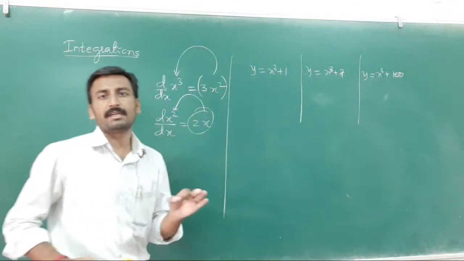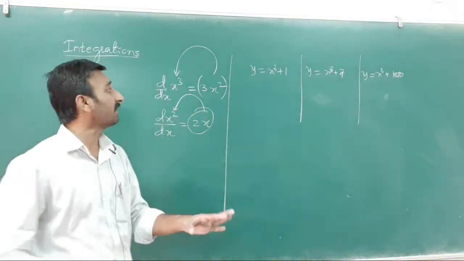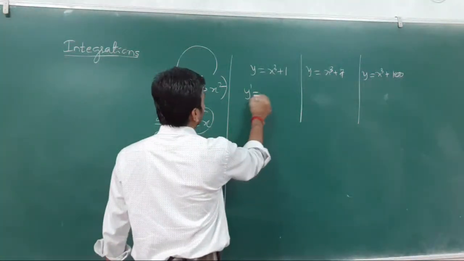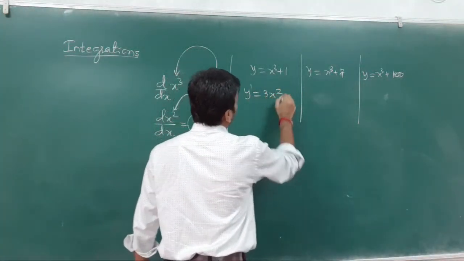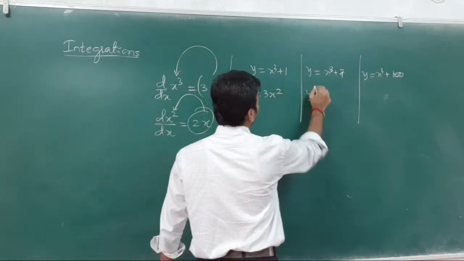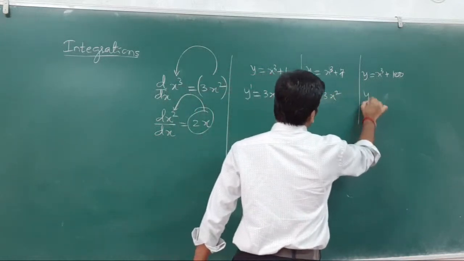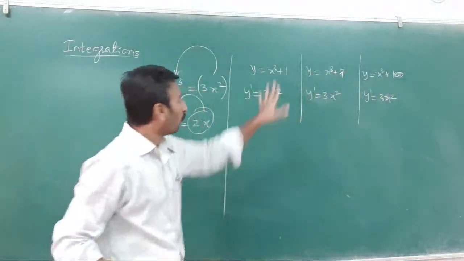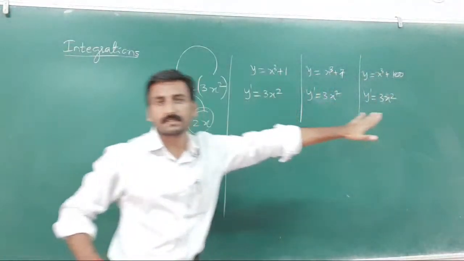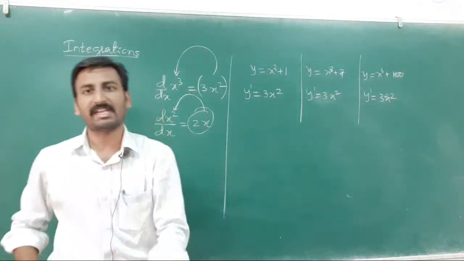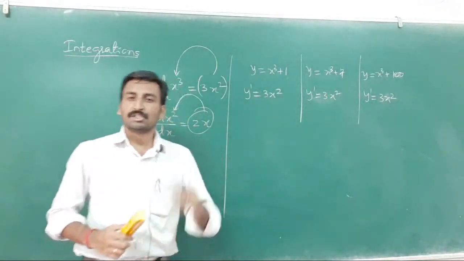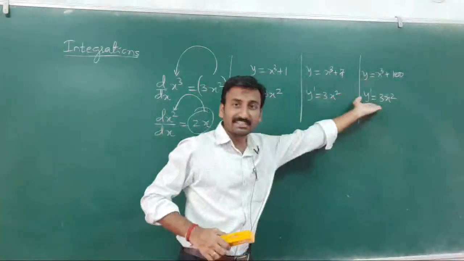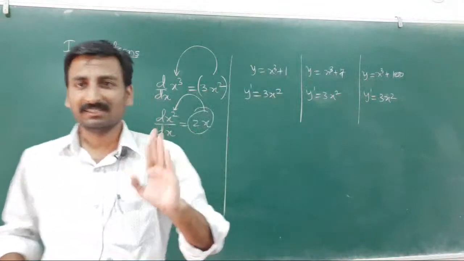Let us differentiate x cube plus 1, x cube plus 7, and x cube plus 100. You get y dash: the derivative of x cube is 3x square and the derivative of the constant is 0. Here y dash is 3x square, and here also y dash is 3x square. In each case, 1, 7, 100 are all constants. After differentiation they vanish and become 0. So after differentiation, the functions all look the same.